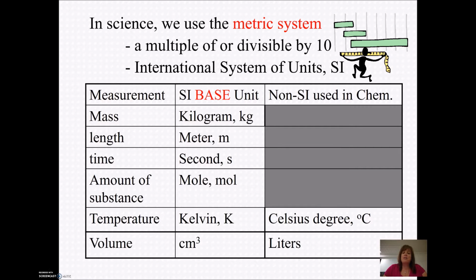The SI base unit for volume is actually the centimeter cubed, but in lab and typically we do volumes in liters. So our liter is going to be our base unit on our number scale, but the actual SI base unit is the centimeter cubed.